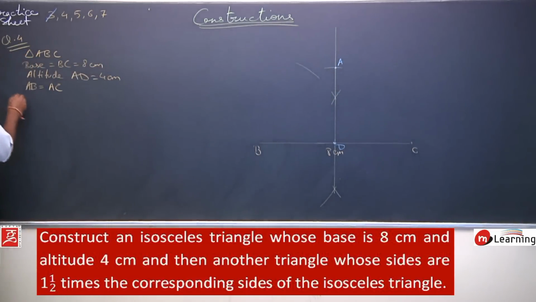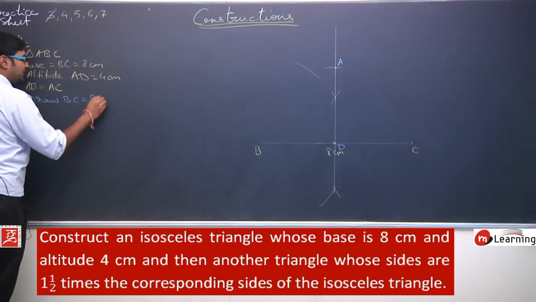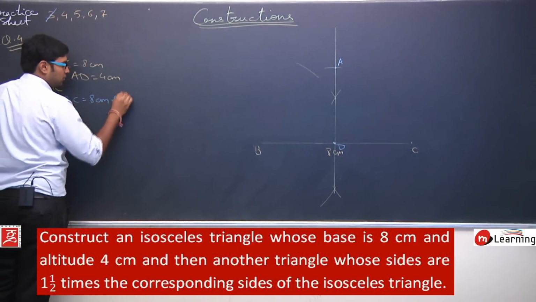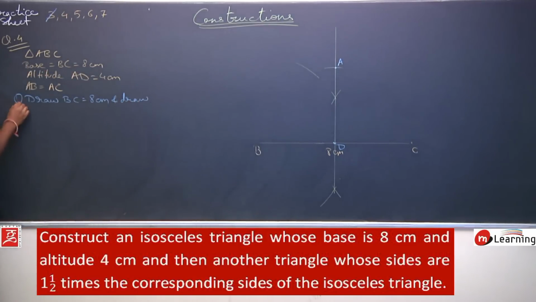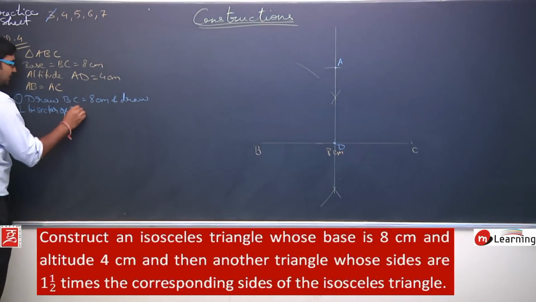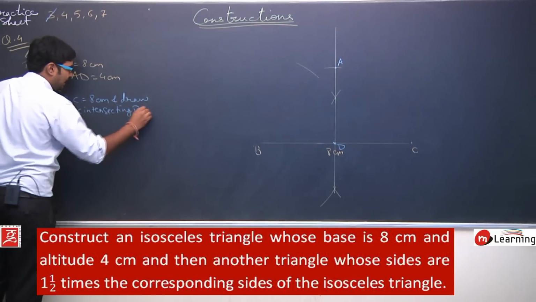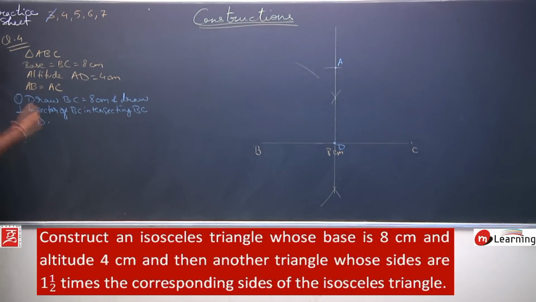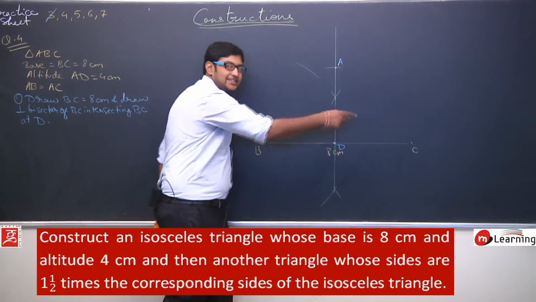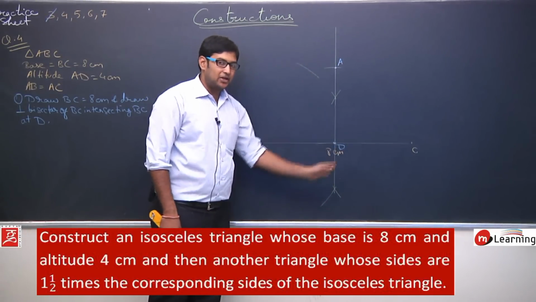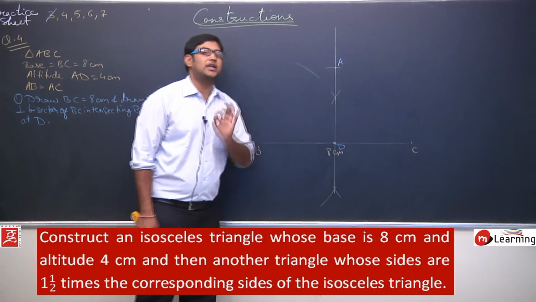So what are the steps that I have followed? Step 1, draw BC equal to 8 centimeters, and draw the perpendicular bisector of BC intersecting BC at D. So what I have done, this is BC 8 centimeters, and after that I have drawn the perpendicular bisector of this BC. This perpendicular bisector is intersecting this BC at point D.